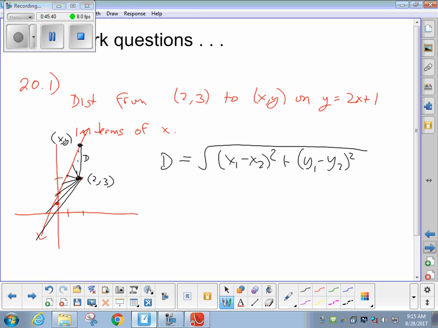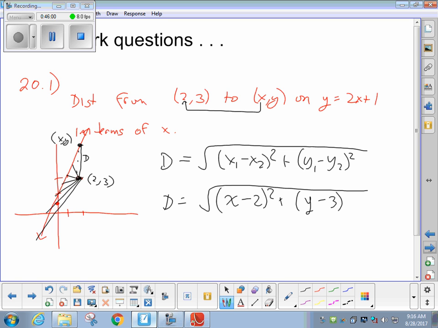There's a lot more complications. So if I plug in the values, it doesn't matter what order, but x minus 2 or 2 minus x, squared. There's the x's. And the difference in the y's is squared: y minus 3 squared. Okay. Now we just did the first part of the problem. There's the distance from (2, 3) to (x, y). Boom. Now we haven't finished though, because it says in terms of x only.